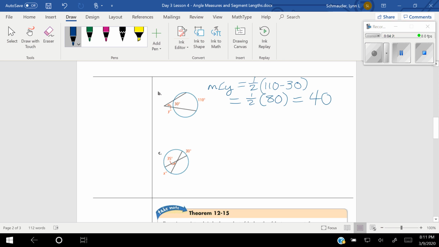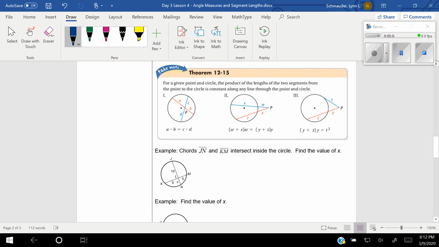All right, now what do we have? In example C, we've got an intersection inside the circle, and we have to remember that to get the measure of this angle, it's going to be half the sum of the intercepted arcs. So we already know what the measure of the angle is. It's 35 degrees. It is 1/2 the sum of the intercepted arcs. I'm going to multiply both sides by 2. 70 degrees equals x plus 30 degrees. Therefore, x is going to be 40. All right, simple as that.